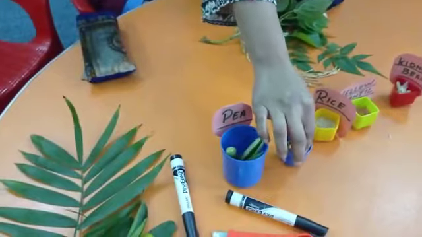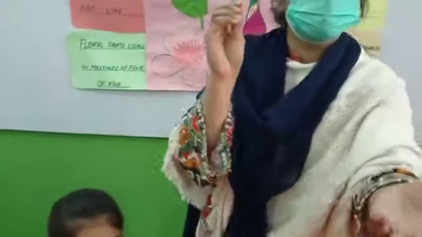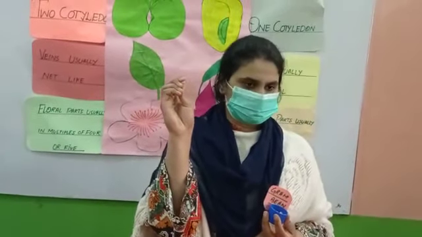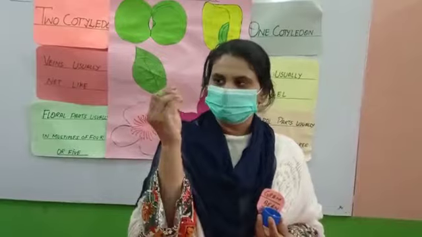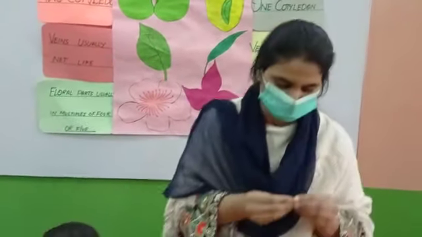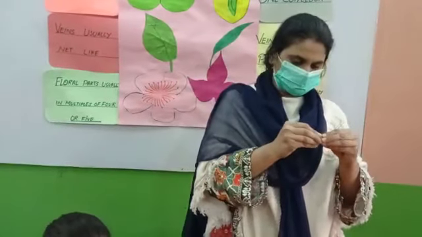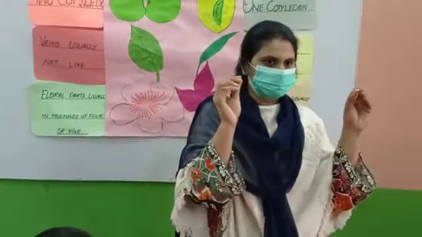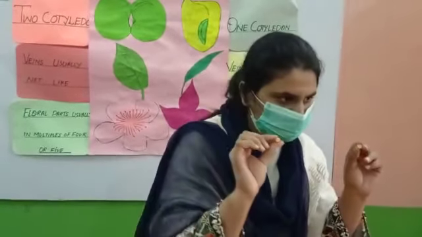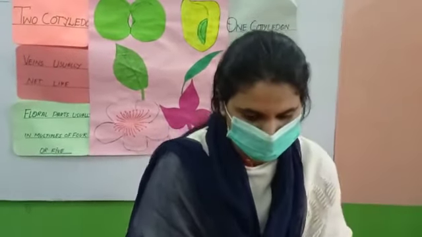This is a gram bean. If I break it, will it divide into two halves or one? Two halves. So is it monocot or dicot? Dicot. I have divided it into two halves, so it is dicot.